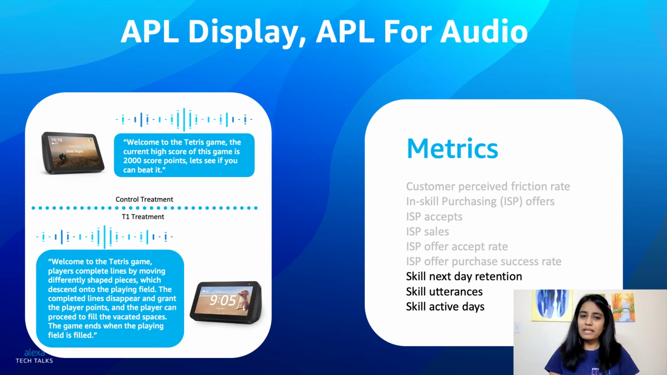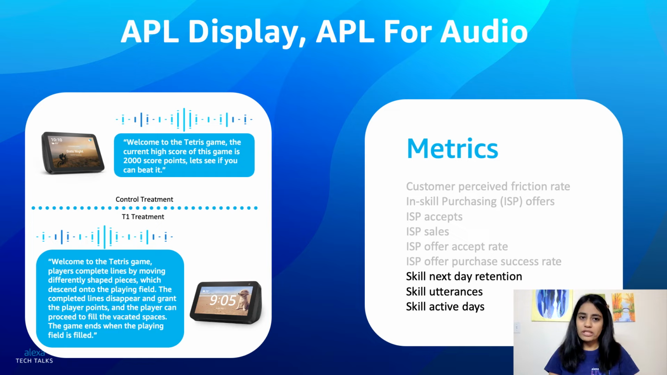You can experiment with APL Display and APL for audio. For APL Display, you can experiment with placement of images, animations, and other functionalities. For APL for audio, you can change the content of the audio and see if customers find it appealing. In this example, the control behavior has audio which assumes that the player knows how to play the game, and the treatment behavior audio explains the rules on how to play the game. Depending on the outcome of the test, you can determine the optimal APL audio that will lead to increased customer engagement.